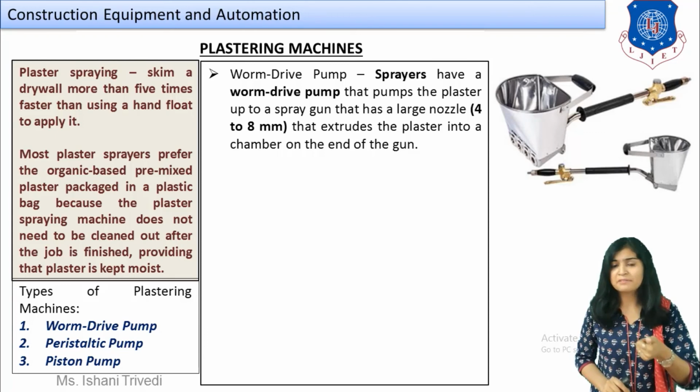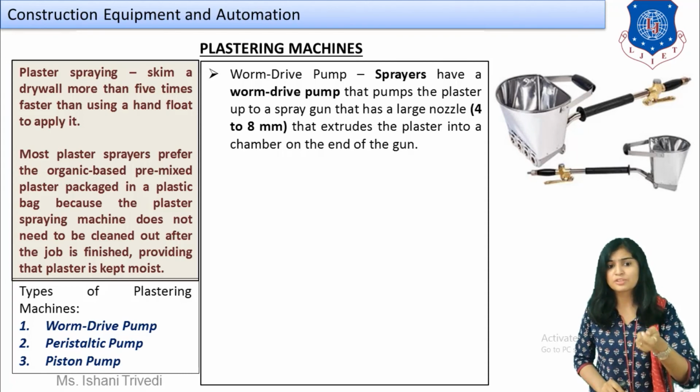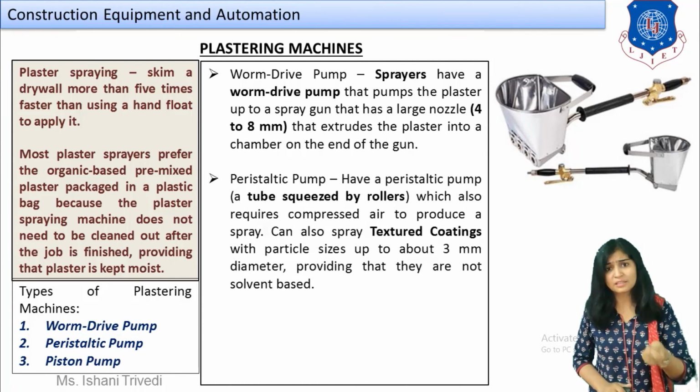So these sprayers have a worm dry pump. It is a type of pump that pumps the plaster up to a spray gun that has a large nozzle. The nozzle diameter will be 4 to 8 mm, and it extrudes the plaster into a chamber at the end of the gun. It is just like a gun.